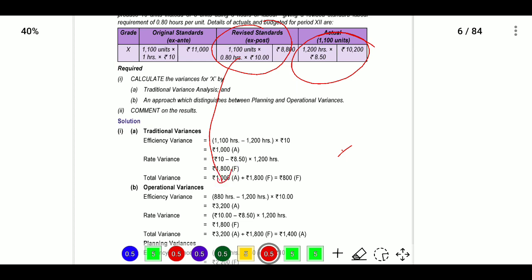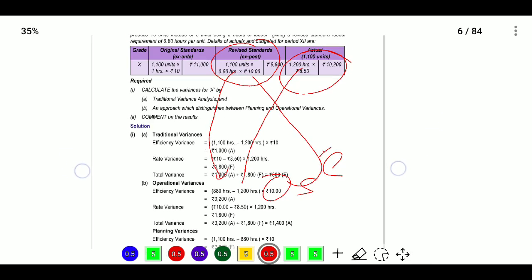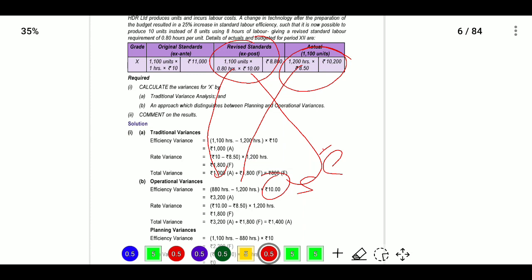So revised standard minus actual into price means standard price. Which is the standard price now? 10 rupees. Next, rate variance. For rate variance, first comes 10 minus 8.5 into quantity, that is hours. Which hours will we take? Hours means actual, always actual.